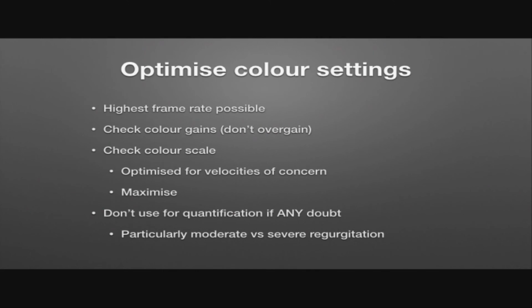It's important to make sure with your color settings that you have the highest frame rates possible. You're not over gaining or over amplifying the image. You've got to check your color scale to optimize for the velocities of concern that you're looking at. So with things like mitral regurg, you're aiming at a higher level than if you're looking for something like a patent foramen ovale, where you'll be looking at lower flows, so you'd want to decrease the scale for that. Okay? So it's all about maximizing it for the velocities of concern.